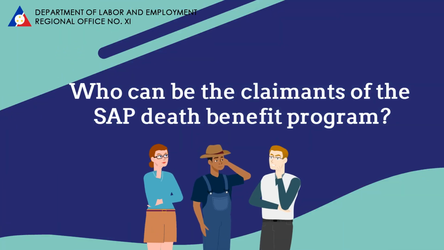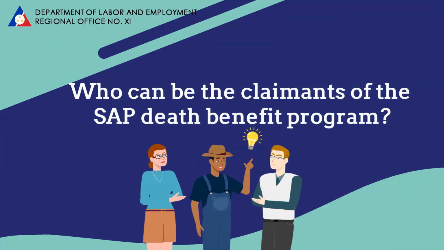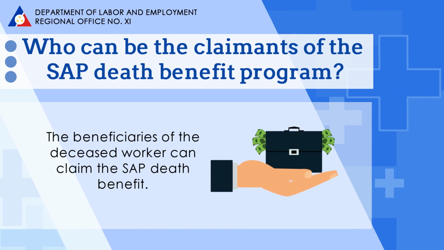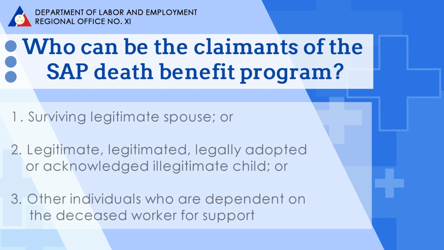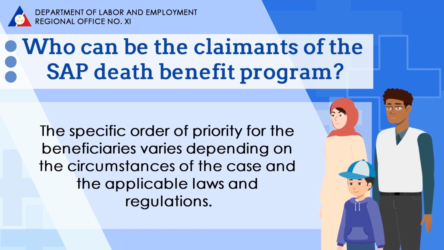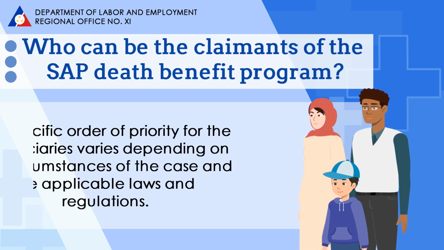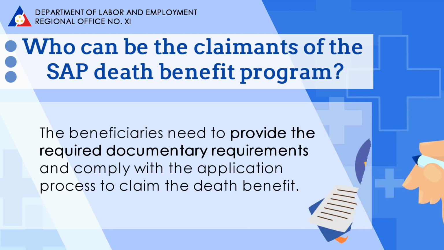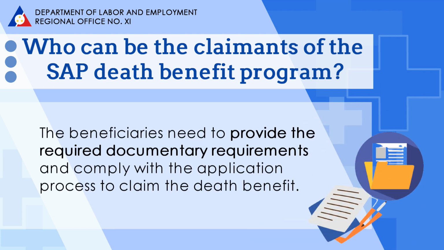Who can be the claimants of the SOP death benefit program? The beneficiaries of the deceased worker can claim the SOP death benefit. They can be the worker's legal spouse, children, parents, or other individuals who are dependent on the deceased worker for support. The specific order of priority for the beneficiaries varies depending on the circumstances of the case and the applicable laws and regulations. The beneficiaries need to provide the required documentary requirements and comply with the application process to claim the death benefit.